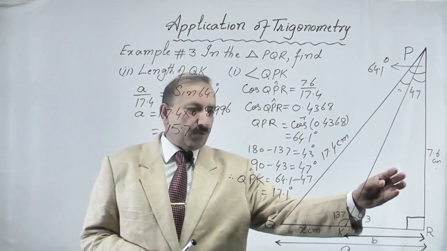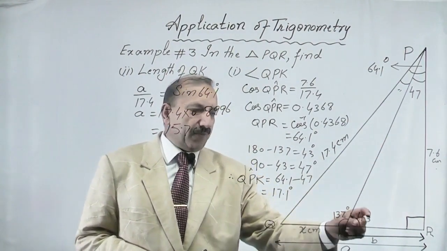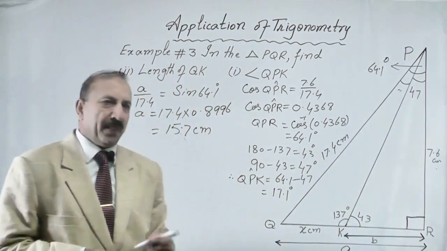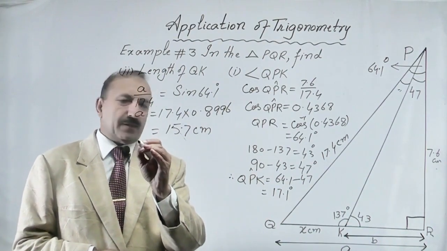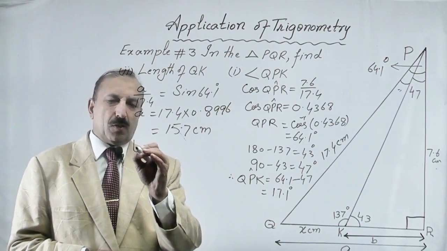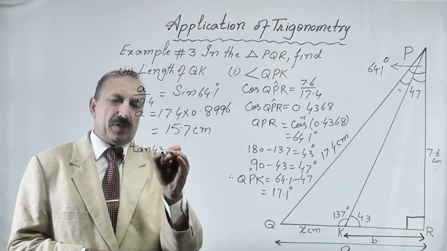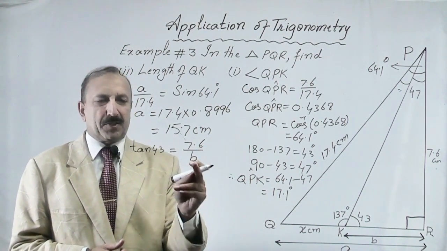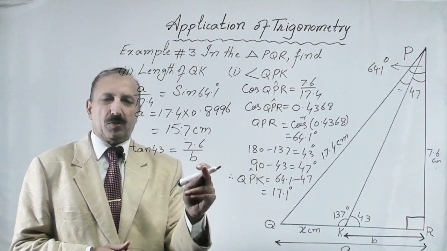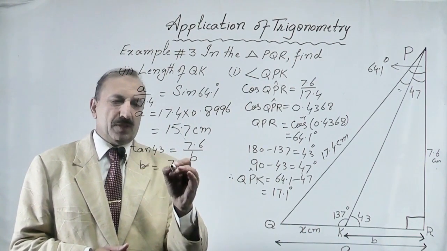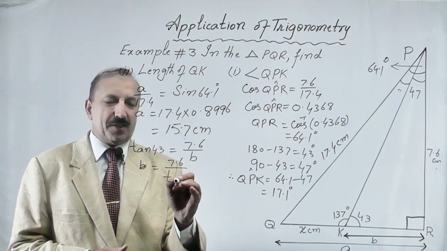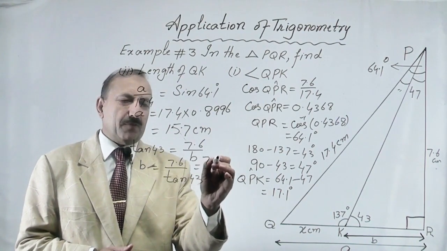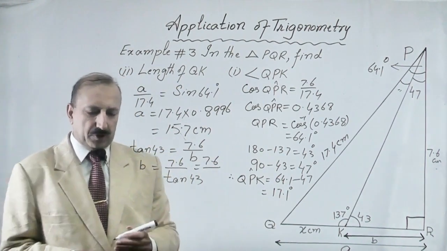Well, if we now focus on this right angle triangle, and consider this angle 43, its opposite is 7.6 and adjacent is B. So we will write this as tangent of 43 is equal to 7.6 over B. Let's transfer this B to this side, and tangent of 43 to the other side, B will be equal to 7.6 over tangent of 43, and we will use this here.